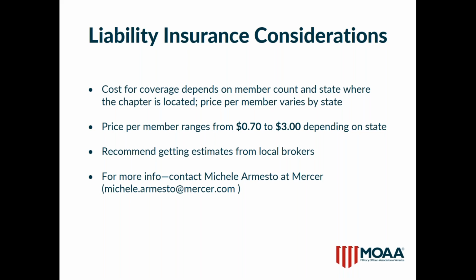So what can you do for liability insurance? How do you go about that? Here's some basic information on it. It really does depend on where you're located and how many members you have. Generally, it's a price per member, depending on your location, and it goes anywhere from 70 cents to $3 in about that range. And there would be a minimum premium that would need to be paid annually, usually $250 to $300 or so. We do recommend getting estimates from local brokers.